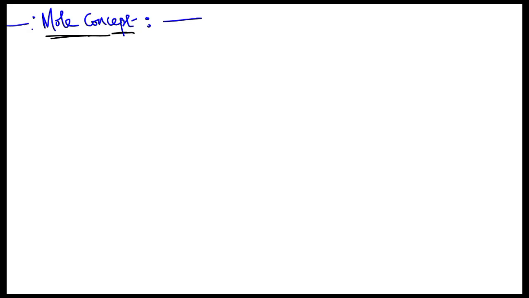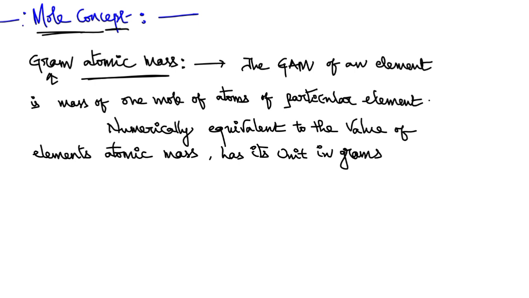Mole concept. First of all, I want to give you two terms. One is gram atomic mass. The gram atomic mass of an element is the mass of 1 mole of atoms of that particular element. To say simply, it's numerically equivalent to the atomic mass expressed in grams.